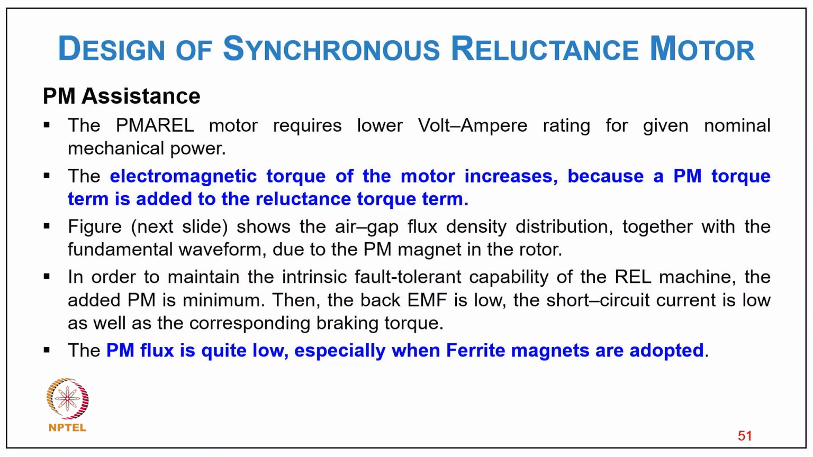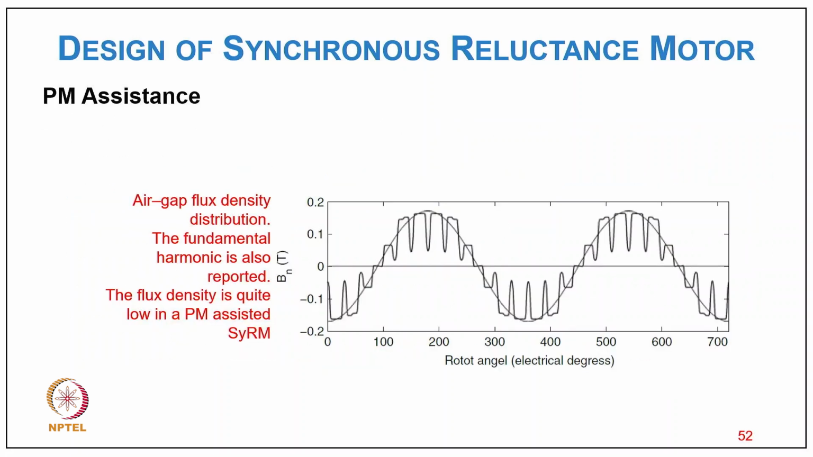The short circuit current is also low, as well as the corresponding braking torque. So the PM flux is quite low, especially when ferrite magnets are adopted. And you can clearly see the air gap flux density distribution, where the fundamental harmonic is also reported, and the fundamental flux density is quite low in a PM assisted synchronous motor.